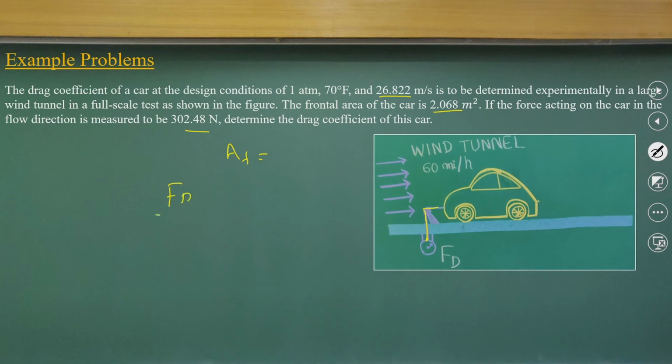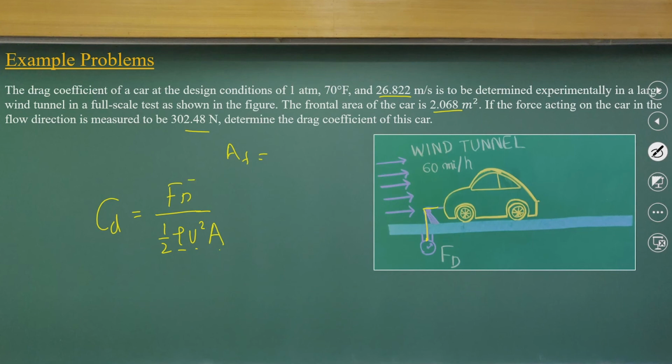Fd is equal to half rho v squared, the dynamic pressure, multiplied by the frontal area, which is given to us, multiplied by CD. I think this is quite easy for us. You only have to know the density; velocity is given to us, area is also given to us, and the drag force is given to us.